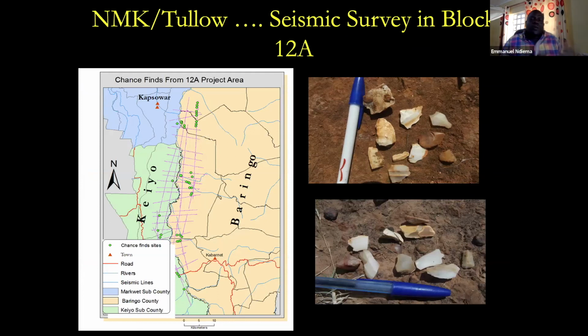And this is just one of the slides. I put a slide of just one of the many sets of data that we were able to collect from the NMK and Tullow collaboration during the seismic survey in block 12A. 12A is on the Baringo, Marakwet boundary, just in the Kerio Valley region. We were able to document very beautiful sites, a diversity of sites in areas that we would not otherwise have been able to access. And in essence, the developers are also keen to see how they can use that data to advance their endeavor.